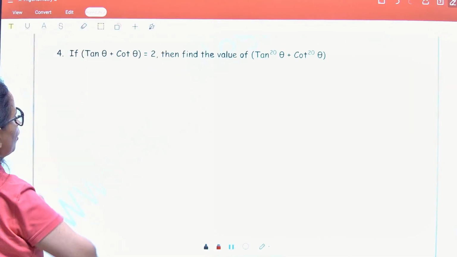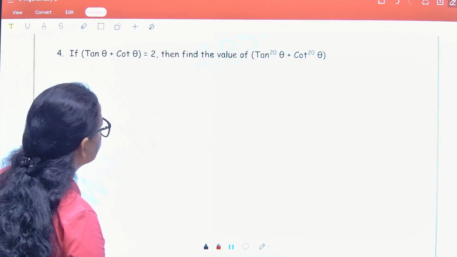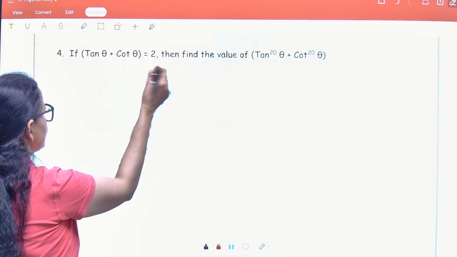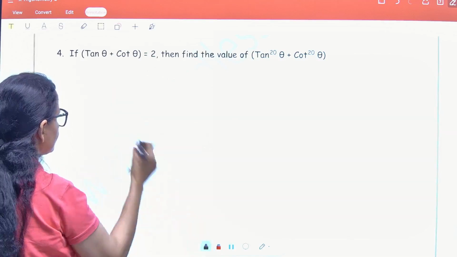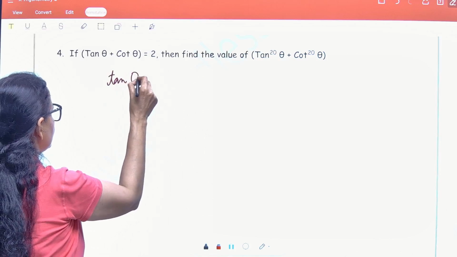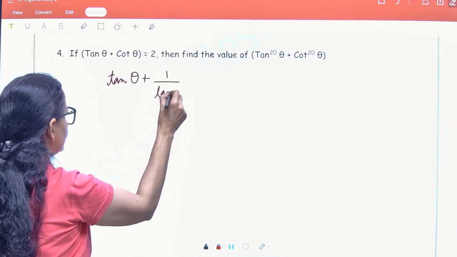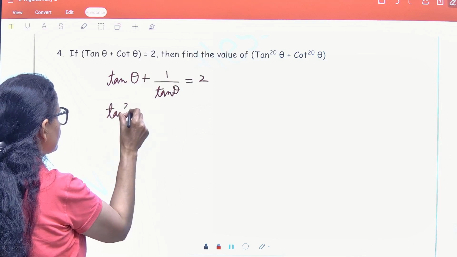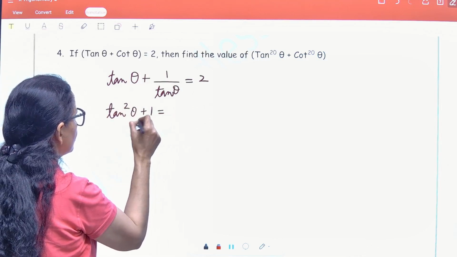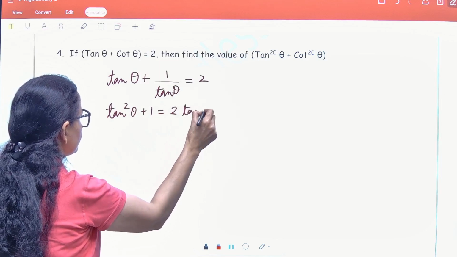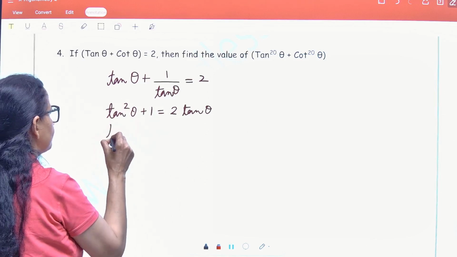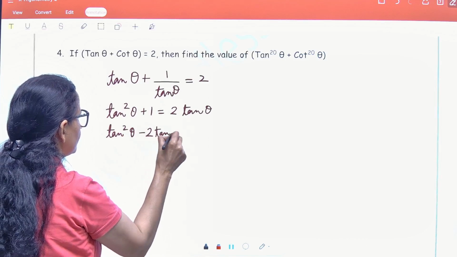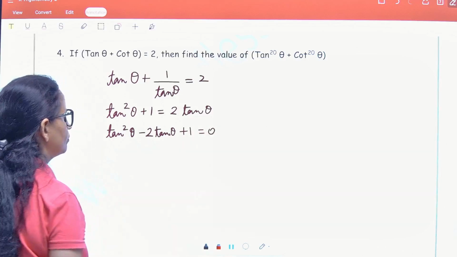If tan theta plus cot theta is 2, then find the value of tan theta to the power 20 plus cot theta to the power 20. So now if tan theta plus cot theta is 2, this means you can write this as tan theta plus 1 upon tan theta equals 2. If you take the LCM, it becomes tan²θ plus 1 equals 2 tan theta. Take the LCM and then cross multiply. Bring everything to the left side. So it is tan²θ minus 2 tan theta plus 1 equals 0, right?